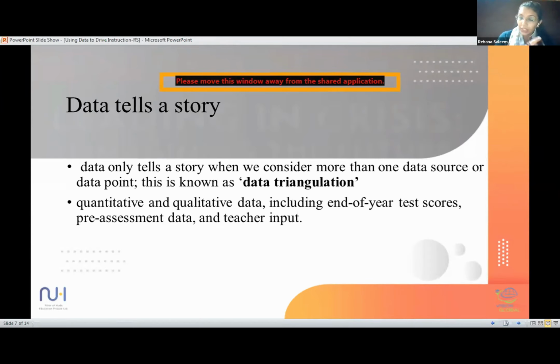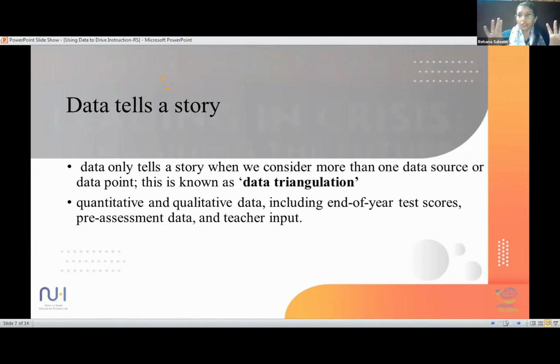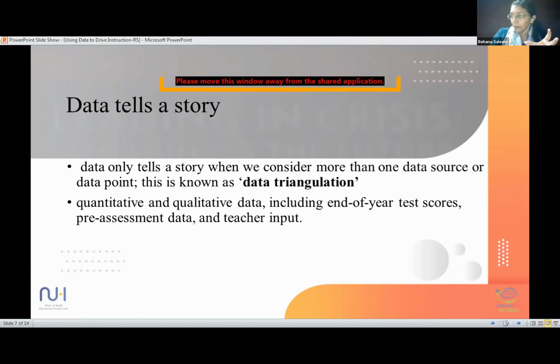So the quantitative plus the qualitative data, we speak to the children, we observe them. This helps us, this completes the story. This gives us a picture of what the child is like, what the child is going to achieve, and how we can help and assess them, how we can work on the instruction in the classroom. Okay.